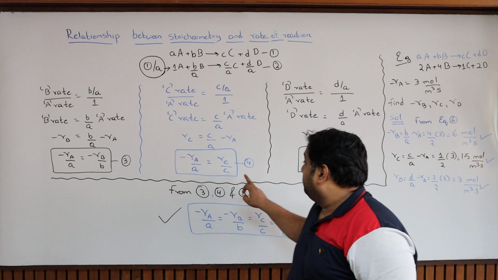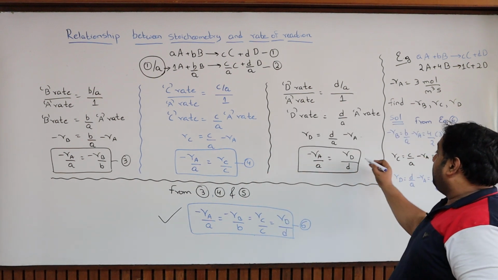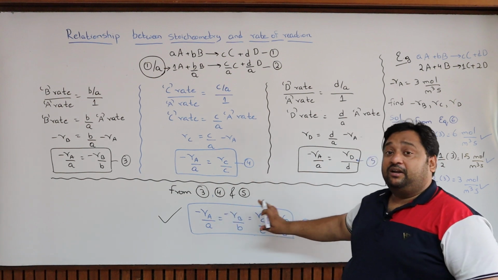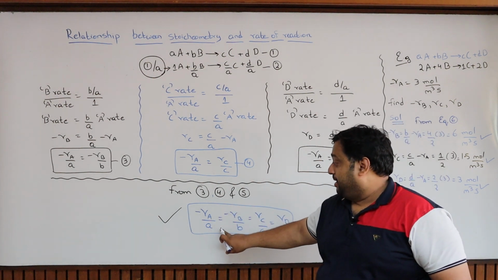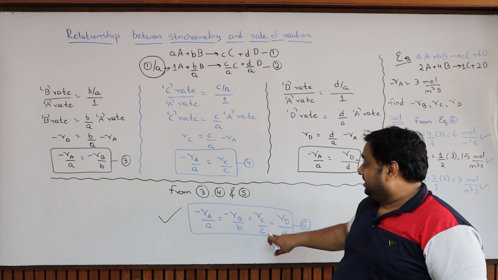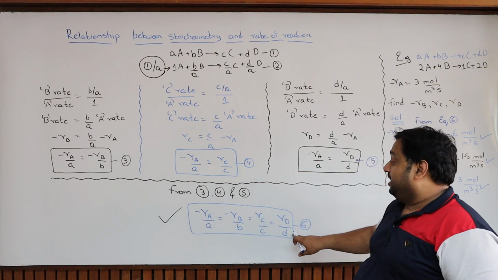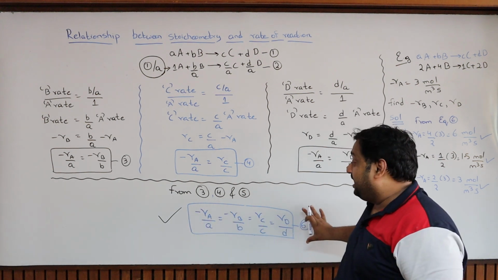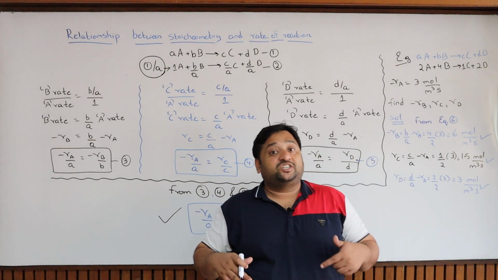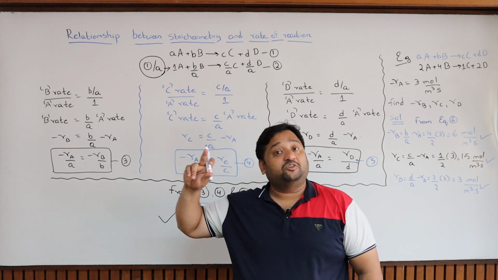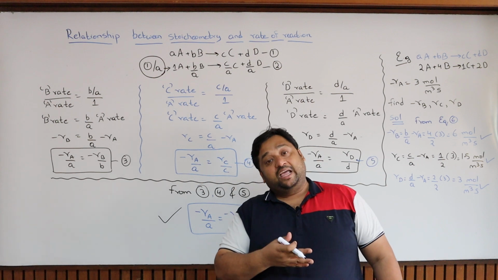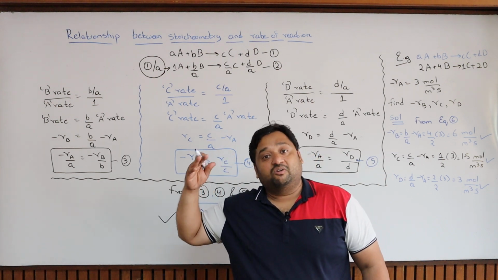From the 3, 4 and 5, you get the complete relationship now. Minus RA by A is nothing but minus RB by B, which is nothing but RC by C, which is equal to RD by D. You have seen the entire relationships now. That means if I know the rate of reaction of A, I can calculate the rate of reaction of B.